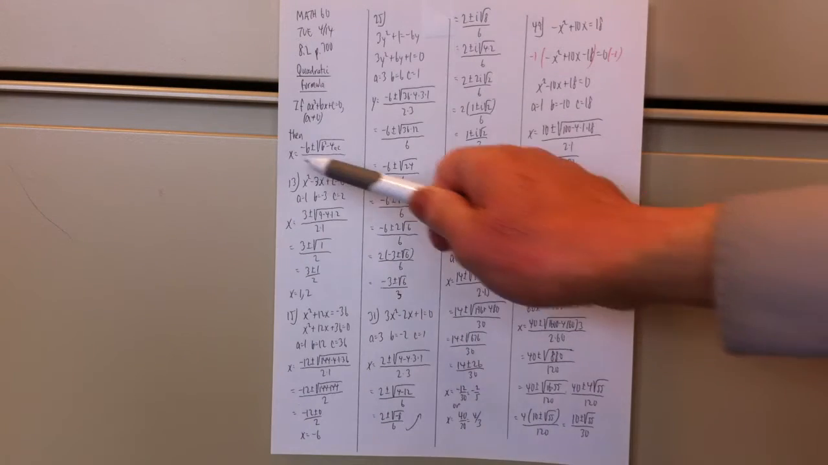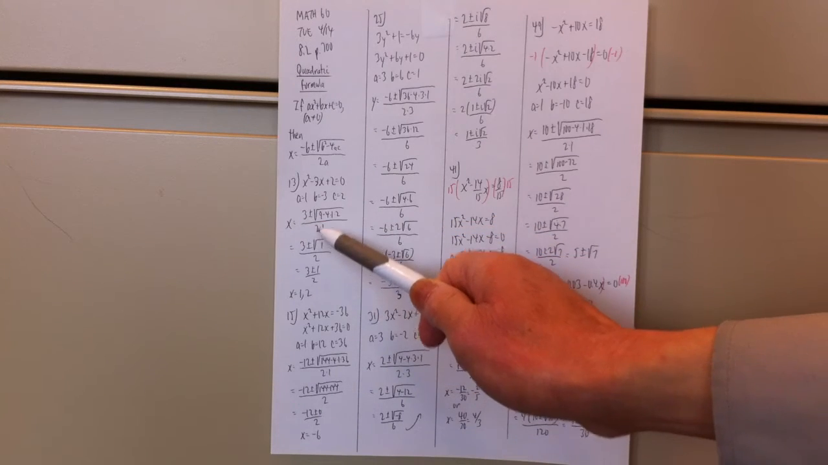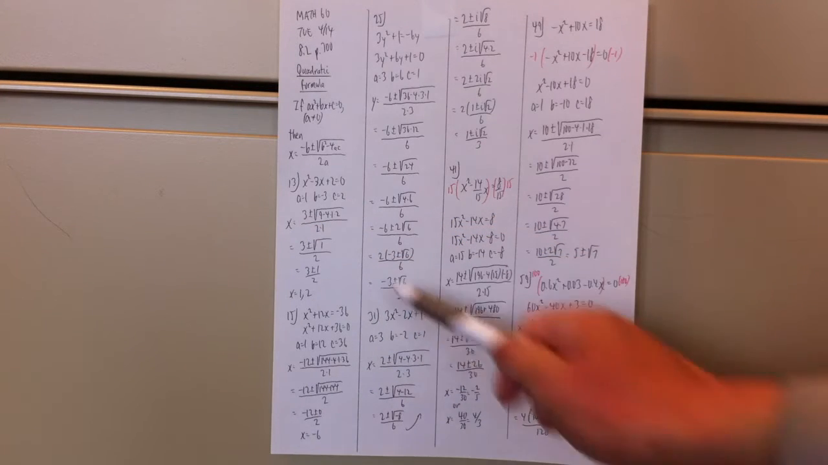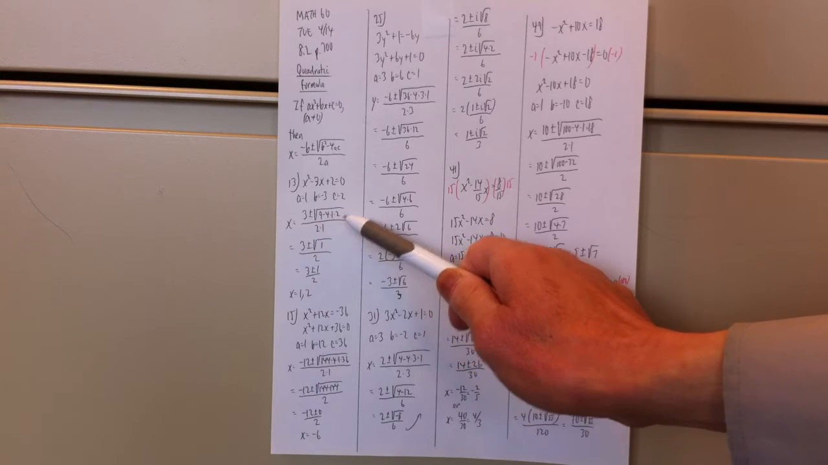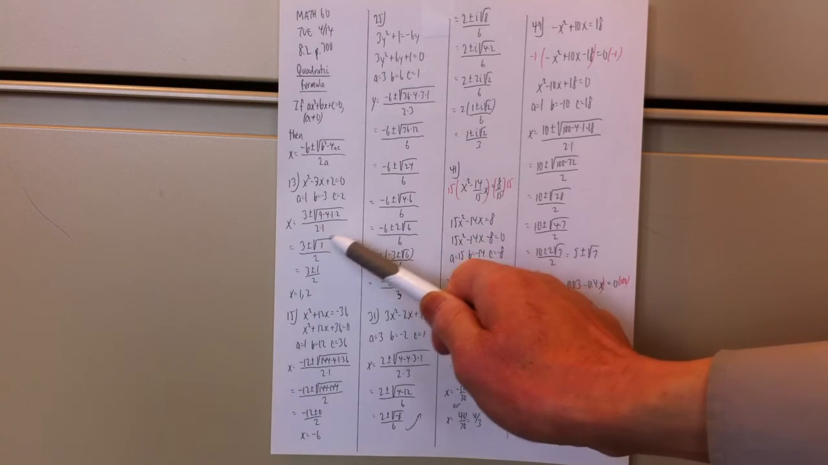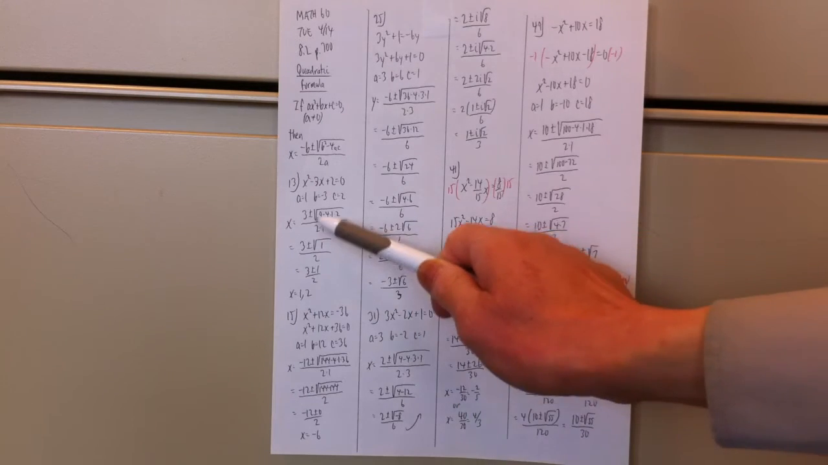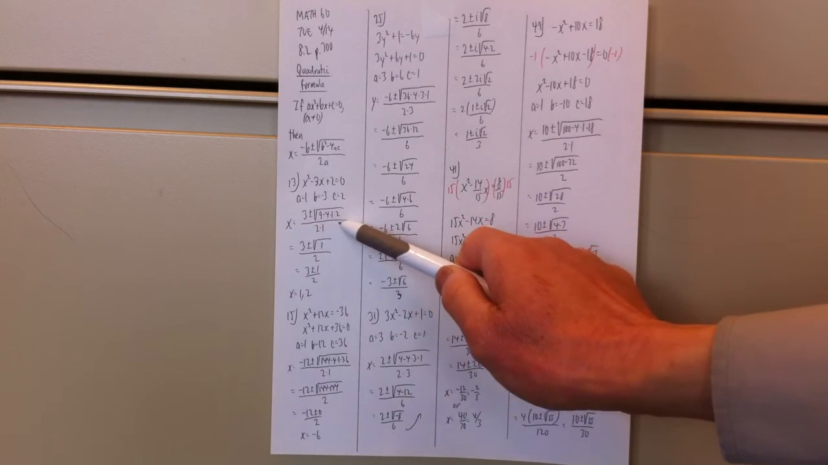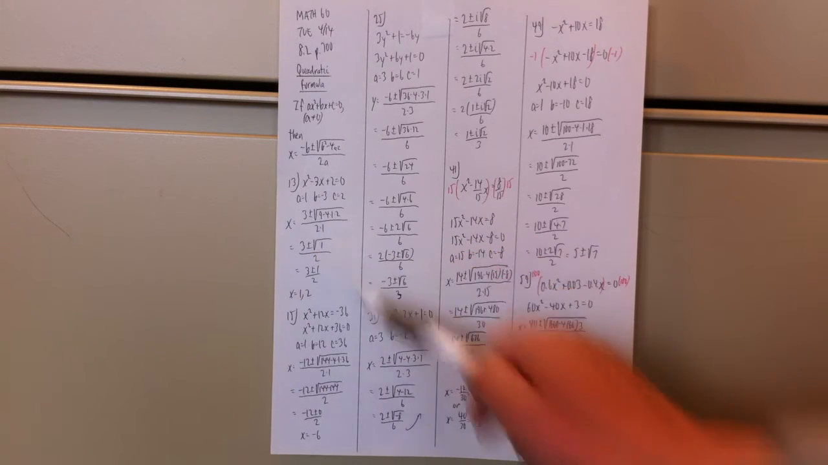So x is equal to negative b. The opposite of negative 3 is positive 3. Plus or minus the square root of b squared. Negative 3 squared is 9. Minus 4ac. a is 1. c is 2. All over 2 times 1. Underneath the square root, that's 9 minus 8. And that's just 1. So 3 plus or minus the square root of 1 over 2.